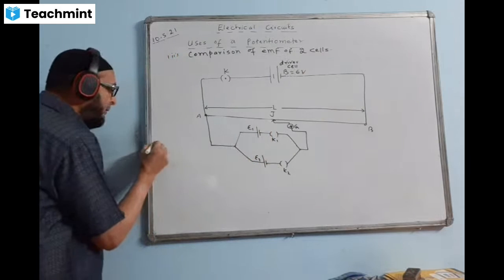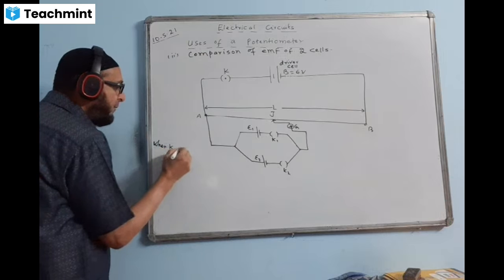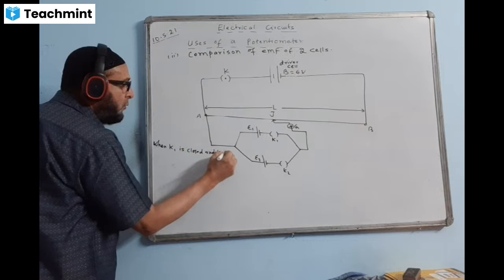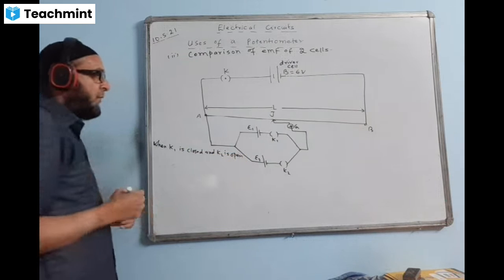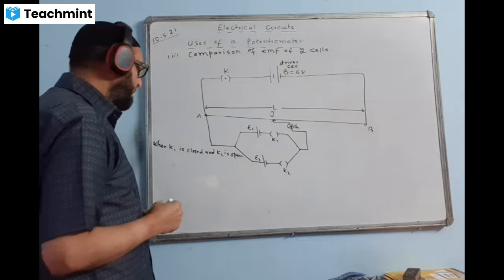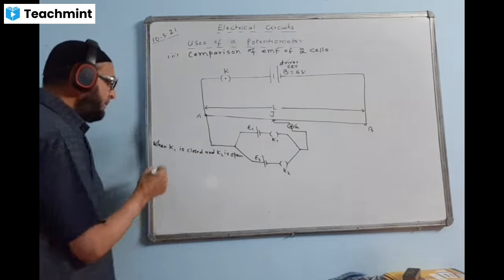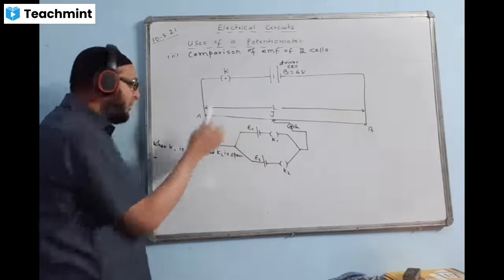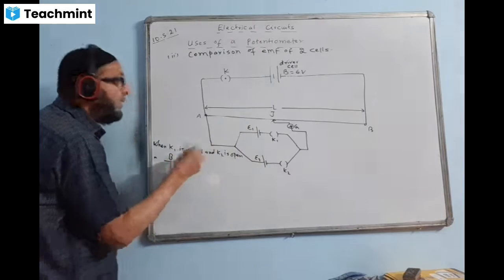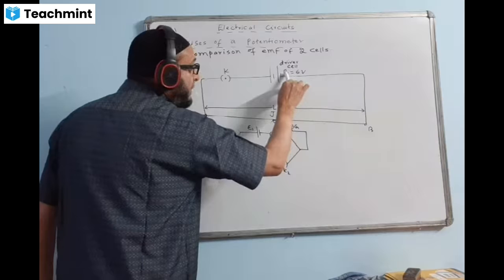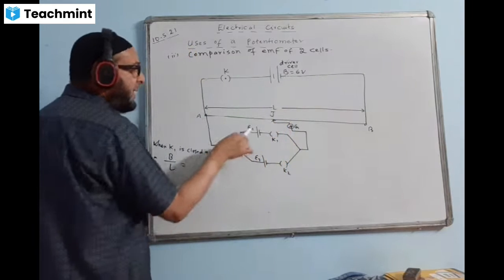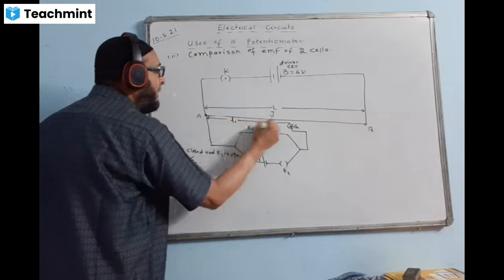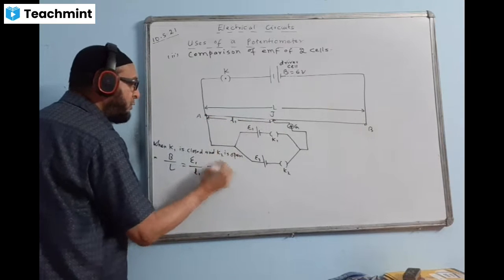We can write here first, when K1 is closed and K2 is open, that means we are balancing this cell and we are not balancing this cell. Let us write the ratio, B divided by L, the potential gradient of the whole wire with this voltage. This side I write E1 by this length, suppose first length is L1, so I write L1 here. Mark this as equation 1.